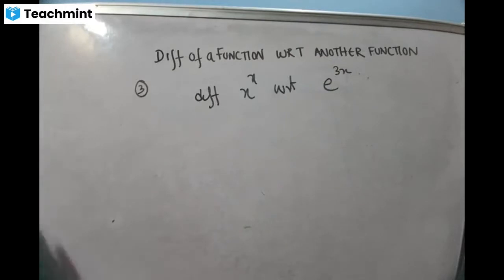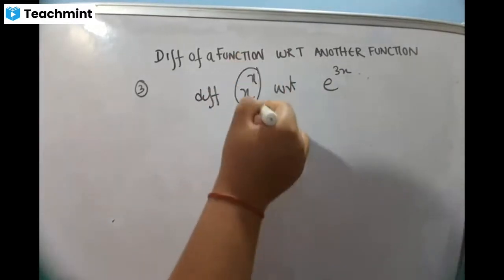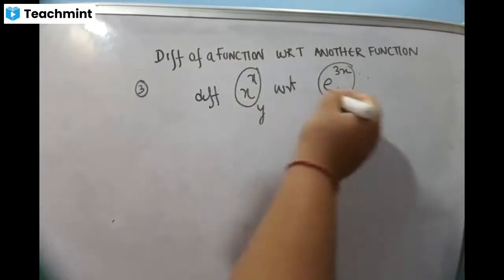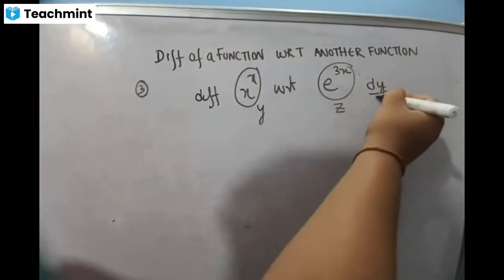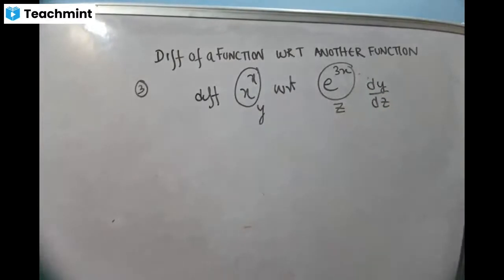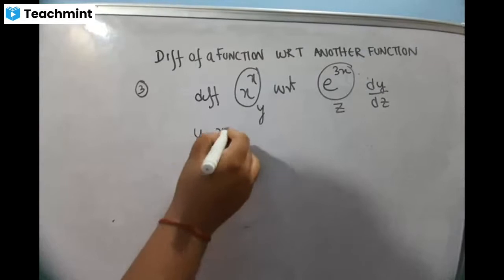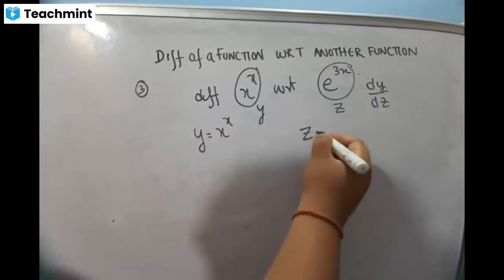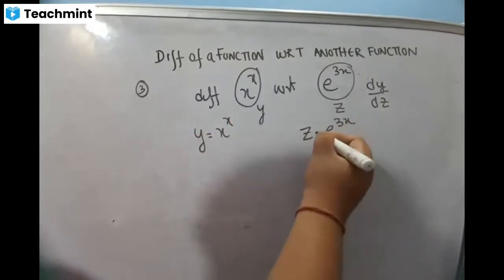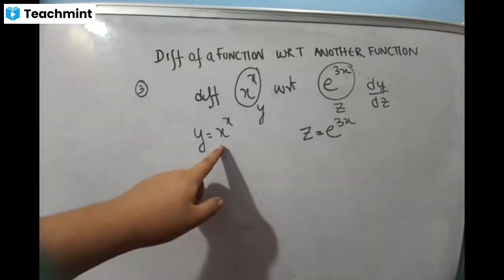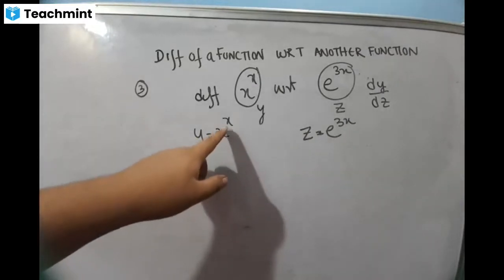So how would you solve this? You're going to take this as y, and you're going to take this as z. So differentiate y with respect to z, that means dy by dz. So come on, help me out with this. So y equal to x to the power x and z equal to e to the power 3x. Now I need to differentiate. The common variable is x, but there's a slight problem, and the problem is I cannot differentiate this unless and until I use log, because this is function to the power function.